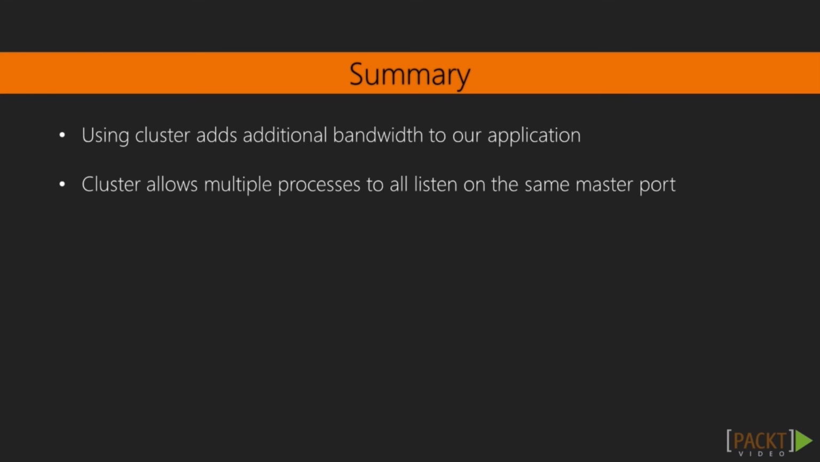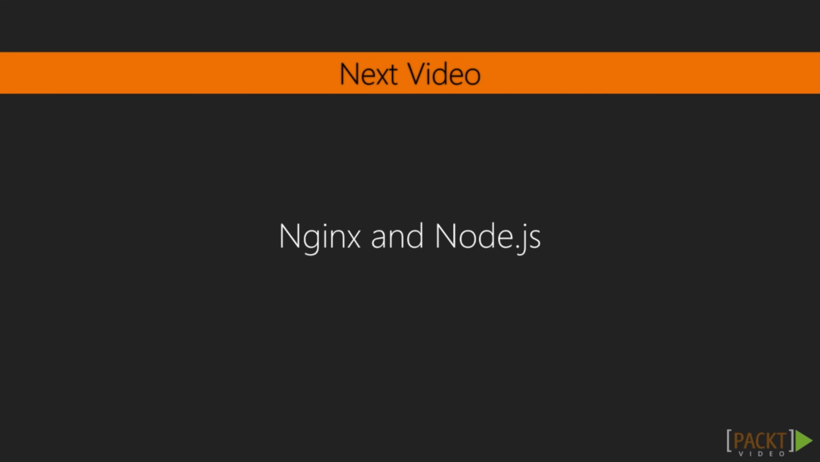Whilst we design our application to run as asynchronously as possible, sometimes we need to perform some synchronous operations. When this happens, having multiple event loops available is a big boost to our application's response time. Cluster allows multiple processes all to listen on the same master port, which gives us a way to add more capacity to our application with minimal effort. Next time, we'll take a look at how we can do something similar using multiple instances of our application, but we'll use Nginx to load balance across them rather than using the cluster module.